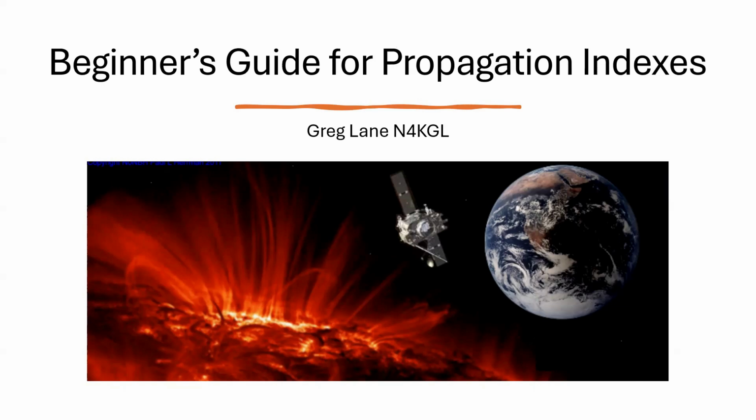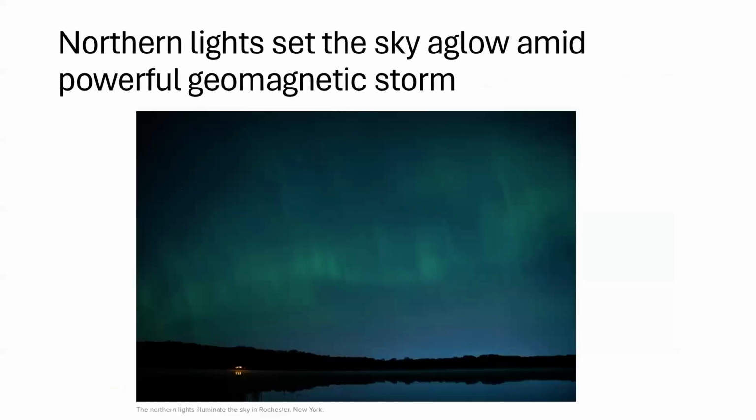And we'll let Frank in here. All right. Well, if you've been listening to the news, and it's hard not to on your computer, a recent headline back about May 10th, 11th, and so forth was the Northern Lights set the sky aglow amid a powerful geomagnetic storm. And when there is a powerful geomagnetic storm, you get the northern lights in the upper latitudes.